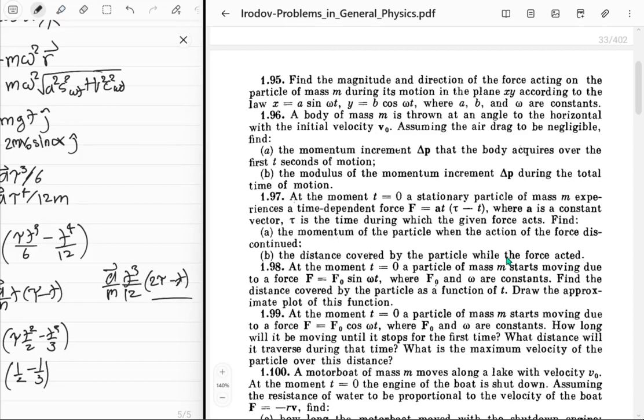This force is always in the positive A vector direction. It's never negative. So throughout that time, it was definitely going in one direction. It's not going back. So displacement is the same thing as distance in this case.